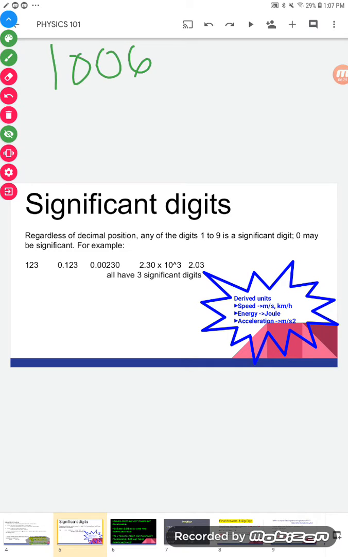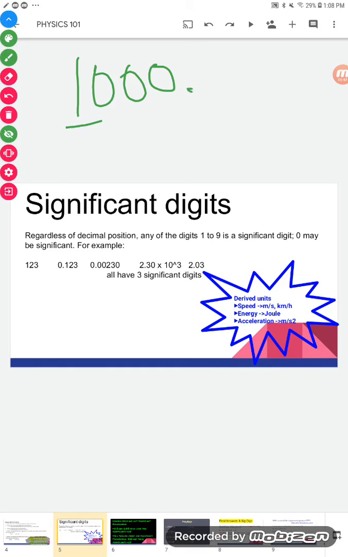1006, I already did an example like this, has 4 significant digits. These zeros are between the 1 and 6, so they become significant. Okay. Also, if you had just the number, it has one significant figure. As soon as you put a decimal right here, it then becomes 4 significant digits. Okay, so that's one way to look at it.